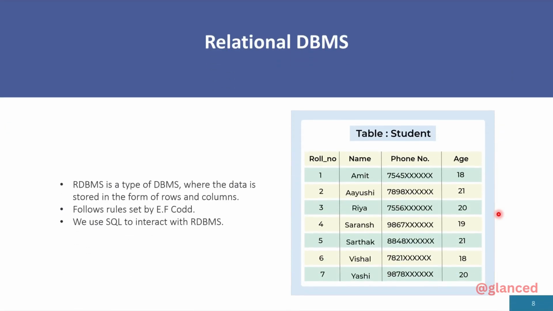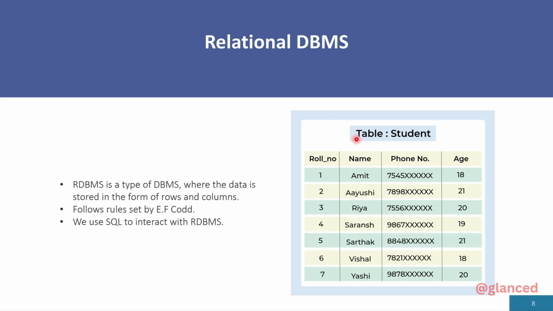Now let's see what is relational DBMS. Why I'm discussing only relational DBMS is that in real time we mostly use relational DBMS only. We will not use other DBMS. I mean, for some applications they will use them, but most of the time we will be using relational DBMS only. So, what is this relational DBMS? Relational DBMS is a type of DBMS where we will be storing the data in the form of tables.